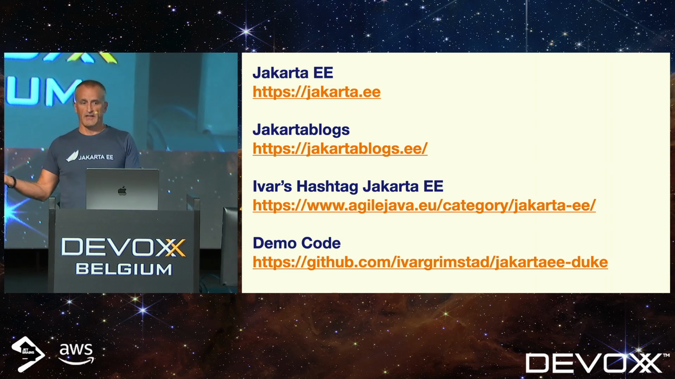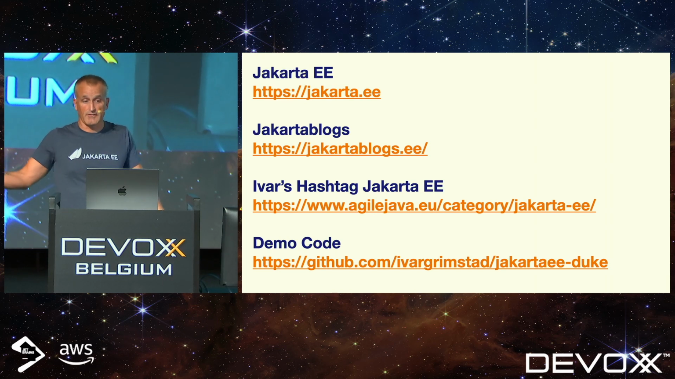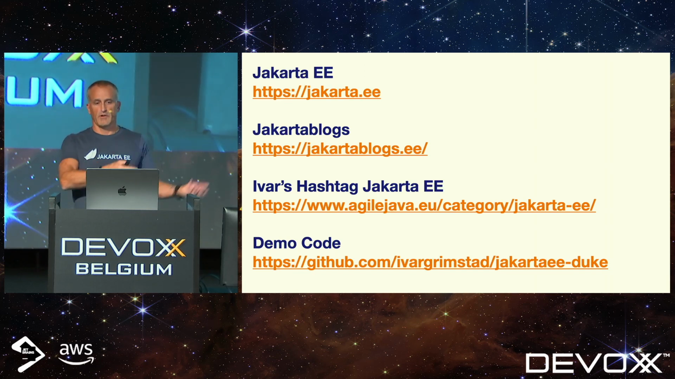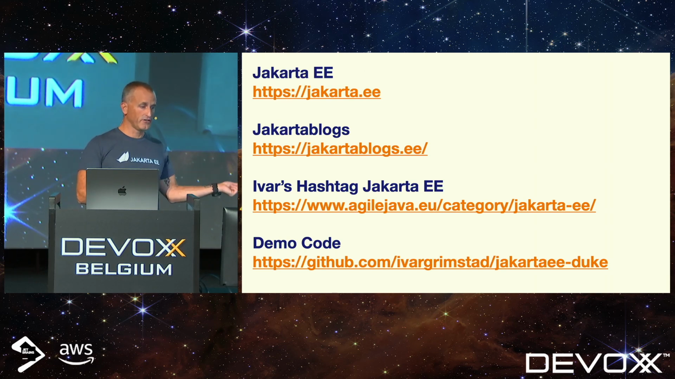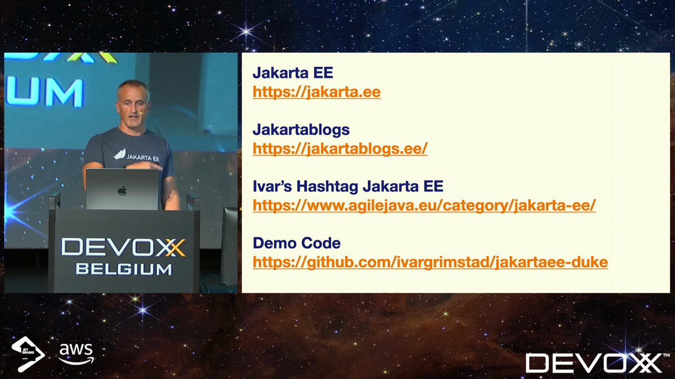We have a blog aggregator called Jakarta Blogs. If you write something about Jakarta or something similar about Java in general, you can get listed there. It's a fairly easy description for how to supply your blog content to this aggregator, and you will get some promotion there. I write a weekly blog post. It's also on Jakarta Blogs, but also on my domain and on the Eclipse Foundation. The demo code from this application is called Jakarta EE Duke. It's on my GitHub. You can just search for Jakarta EE Duke. I'm pretty sure it's the only example you'll find.